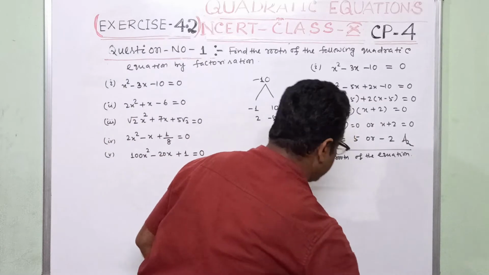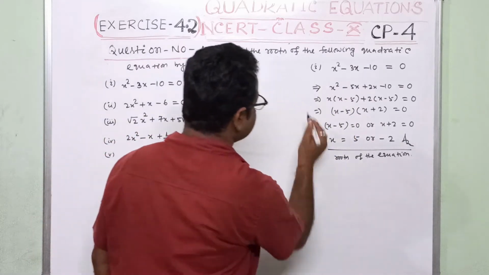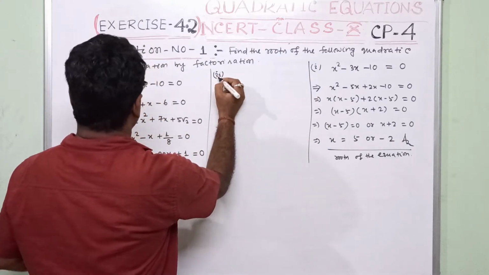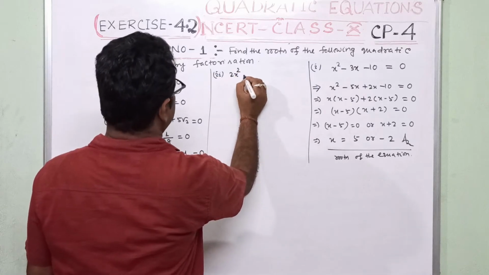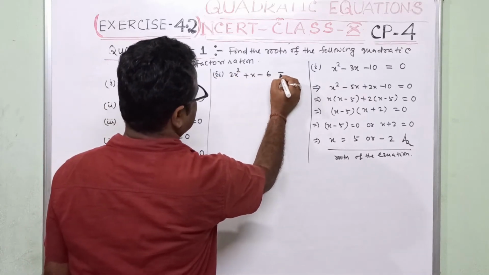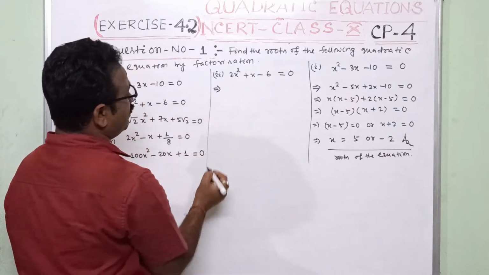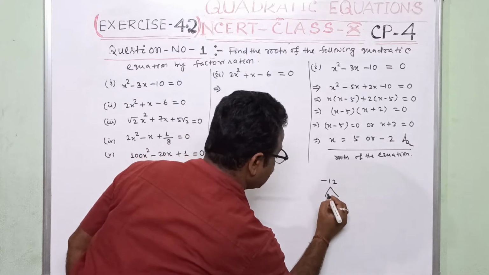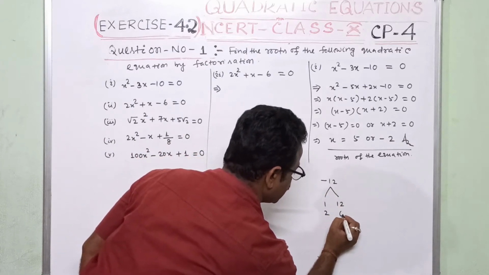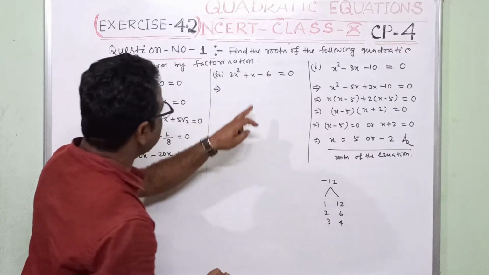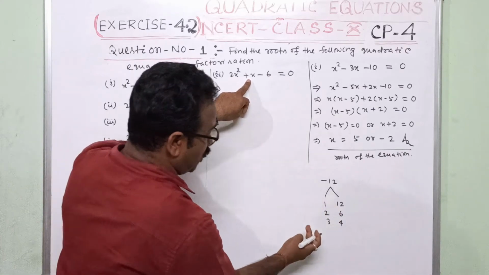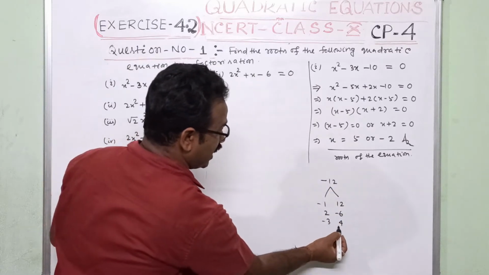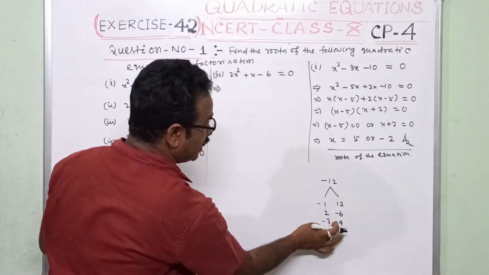Now move to part II. Given 2x square plus x minus 6 is equal to 0. The same method, middle term factorization. 2 into minus 6, so minus 12 is split: 1, 12, 2, 6, 3, 4. We require plus x, so the difference is 1, and one of them is minus.